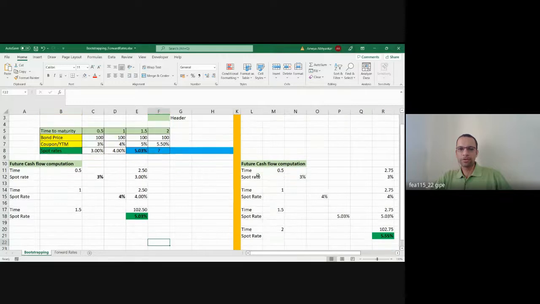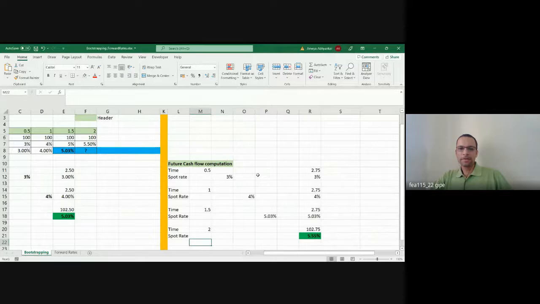So if I scroll down a bit and scroll to the right. Again, like my previous exercise, I plot my time tenors, which is 6 months up till 1 year. I plot my coupon payments, which is 2.75, which is simply 5.5 divided by 2 into 100, so 2.75 each.